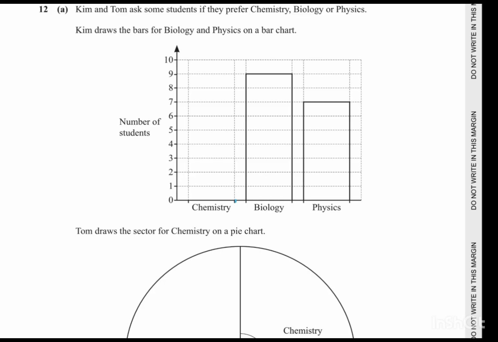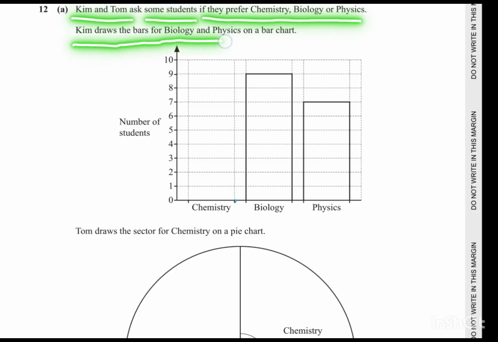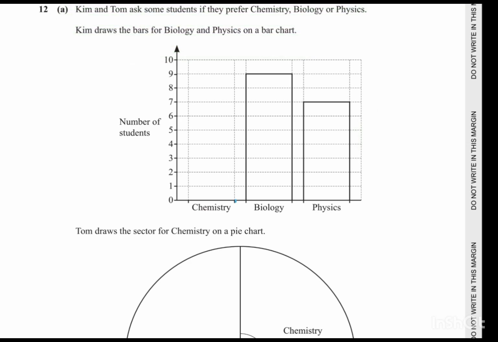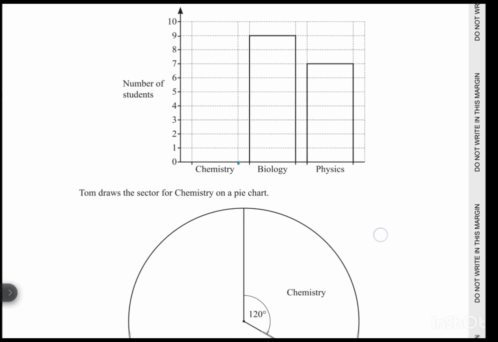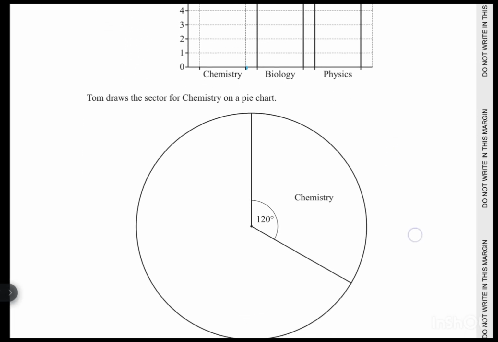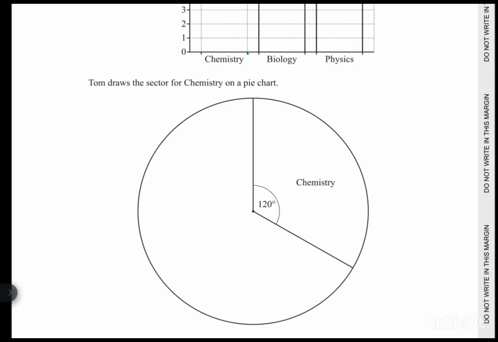Question number 12. Kim and Tom ask some students if they prefer chemistry, biology, or physics. Kim draws the bars for biology and physics on a bar chart. So this is the bar chart given. Only biology and physics is drawn. Chemistry is not drawn. Then Tom draws the sector for chemistry on a pie chart. So Tom is showing the data of chemistry using a pie chart. It is drawn here. These are the information given for question number 12.